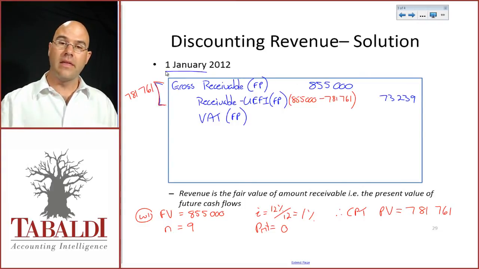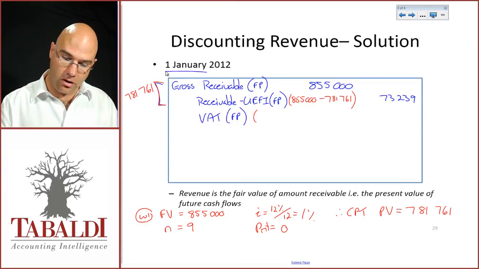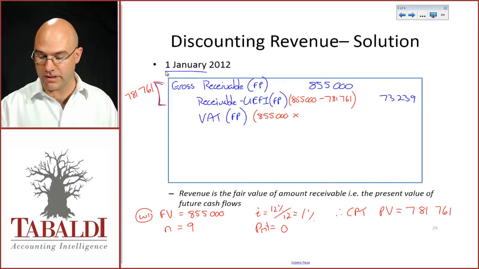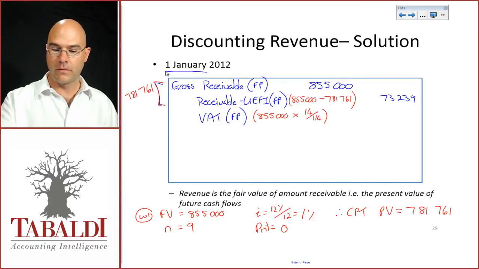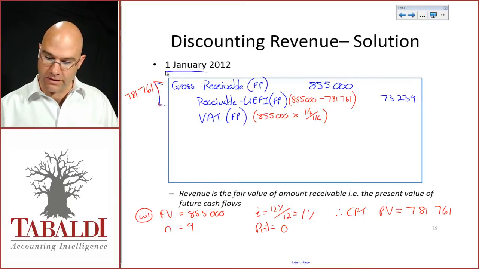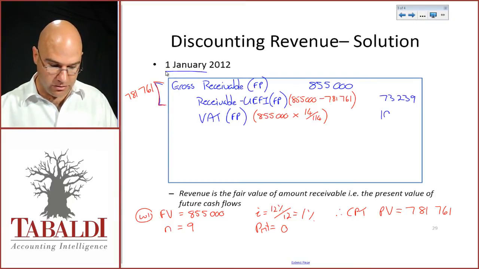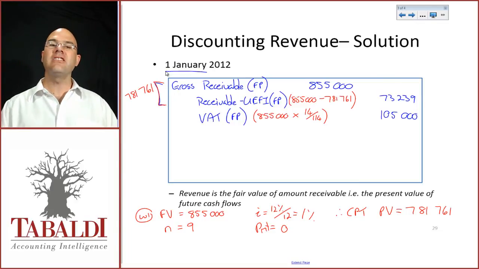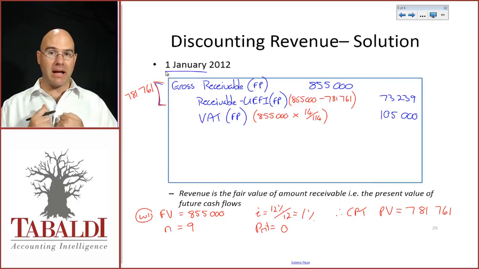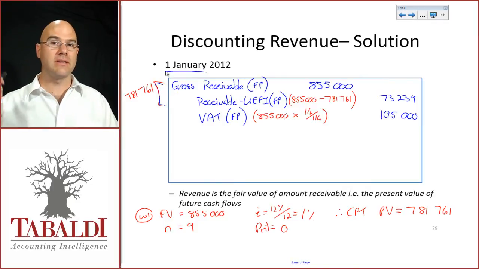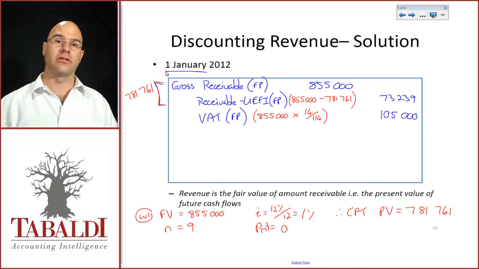So that will be based on the contract amount, 855, inclusive of this VAT or sales tax. So I'm going to go 14 over 114. And that will give me a VAT that I owe this amount to the tax authority of 105,000. Okay, that is not revenue from my account. That is money received by my company A on behalf of the tax authority. I will need to pay that across.